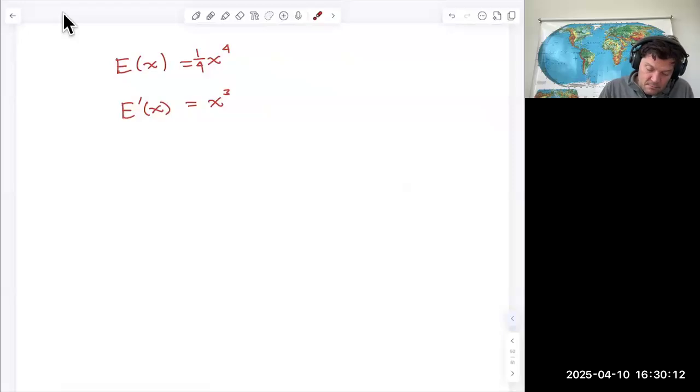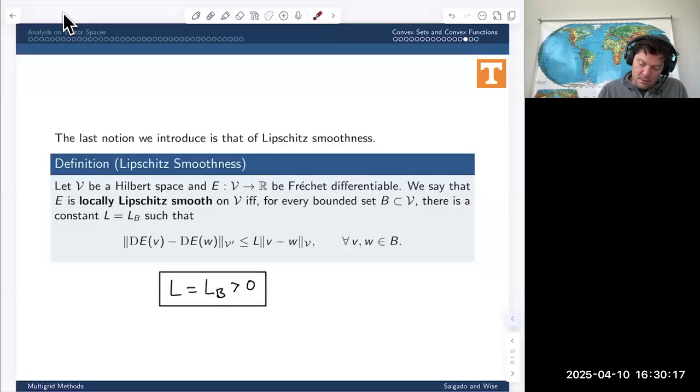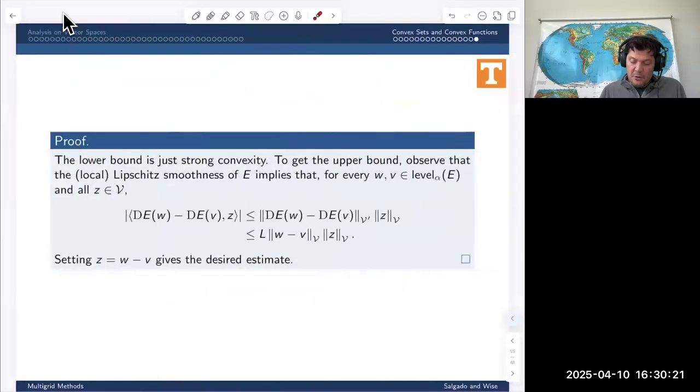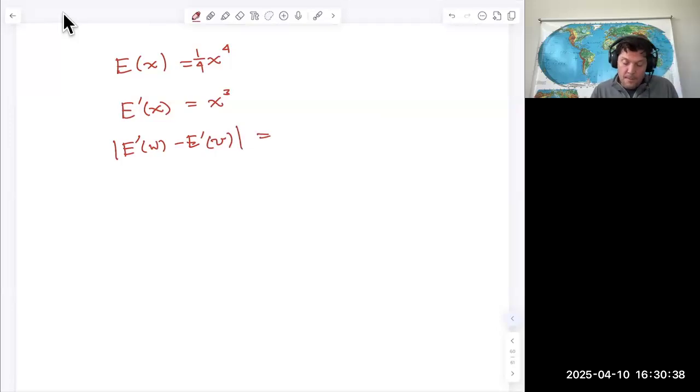So I have to take the, oops, I need to go back and look just a second. Okay, so that's going to be the operator norm, and the operator norm in this case is just going to be the absolute value again. So I have to take E prime of W minus E prime of V. It's easy enough to calculate that. That is just going to be the absolute value of W cubed minus V cubed.